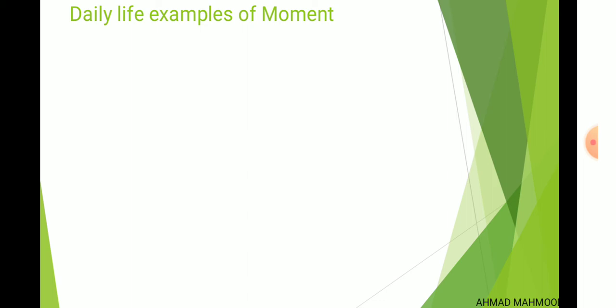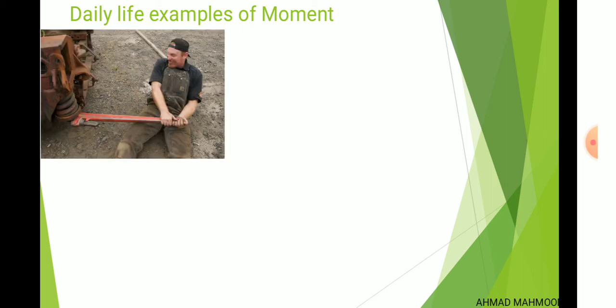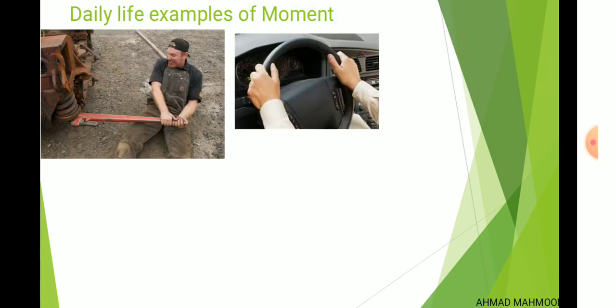So here we have some daily life examples of movement. For example, opening the nut of a car with the help of a spanner. So why is he using such a long spanner? We read a few slides back that the more the distance, the lesser is the force applied. Right? So that is why he has increased the distance so that a lesser amount of force should be applied.